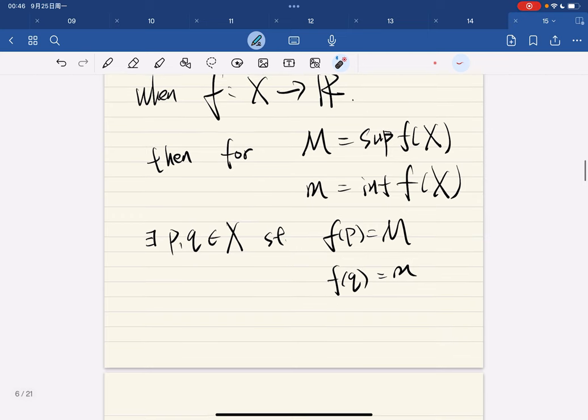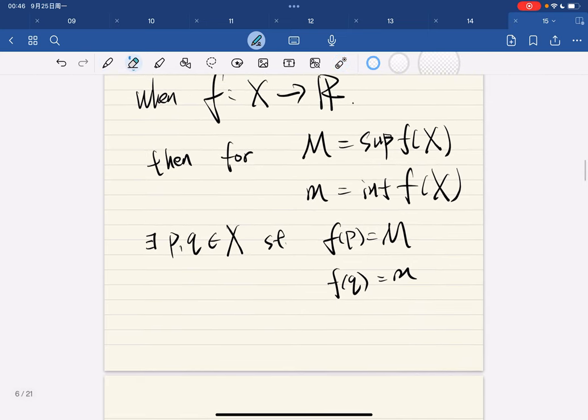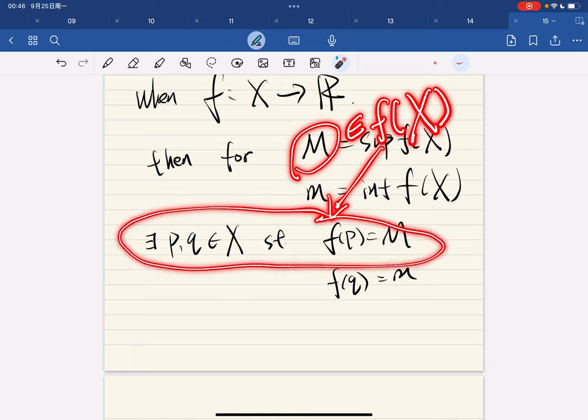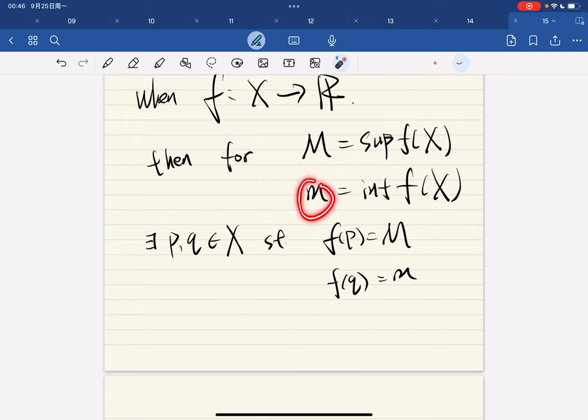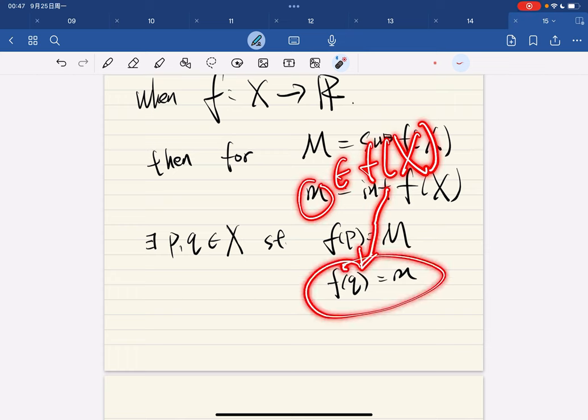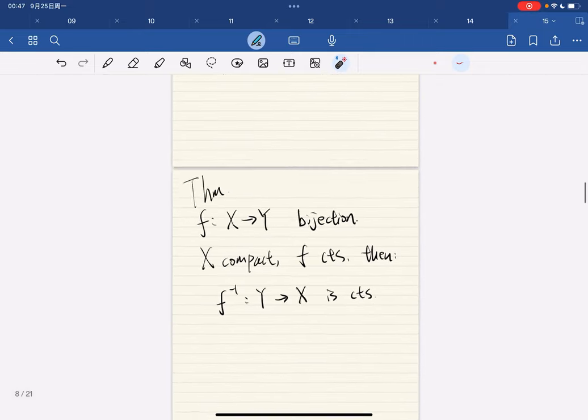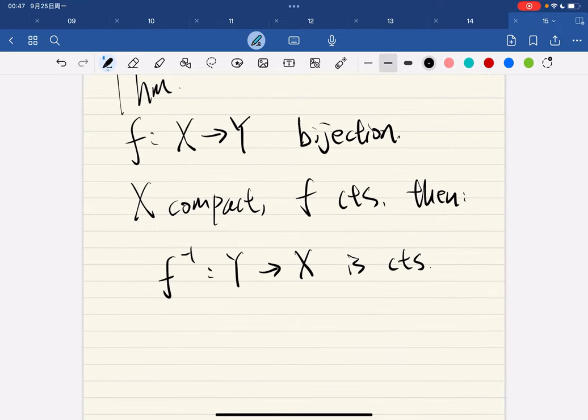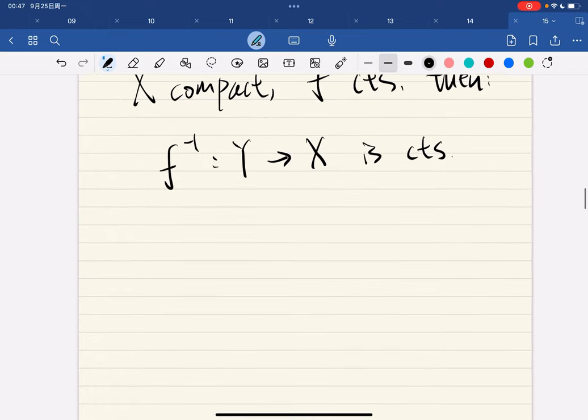If it's closed, that means that this supremum is in f(X), which implies this whole thing is true. And also the infimum is in f(X), because it's closed, right? So we have this is true. Okay, well, if f is a continuous bijection on a compact set, then the inverse function is also continuous.